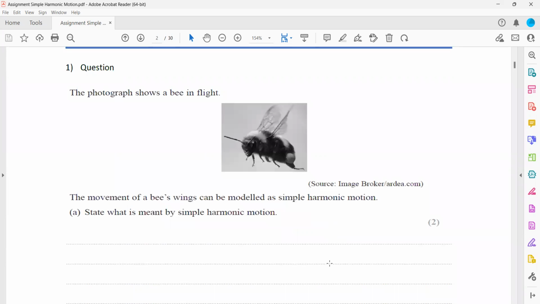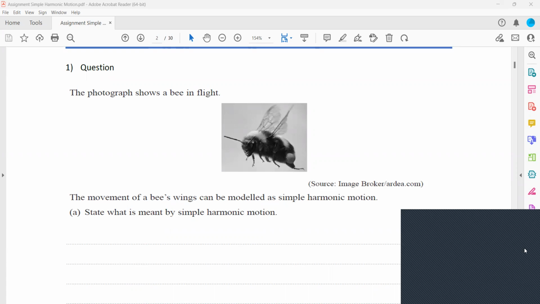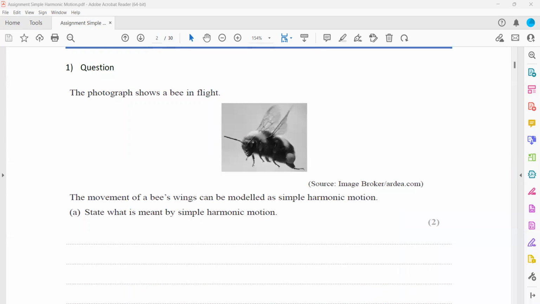State what is meant by simple harmonic motion. So what is simple harmonic motion? Simple harmonic motion is the motion in which the acceleration and displacement are directly proportional to each other, and they're always opposite in direction, the acceleration and the displacement.